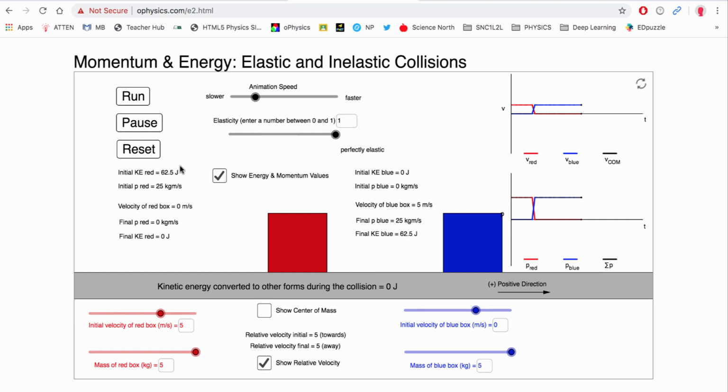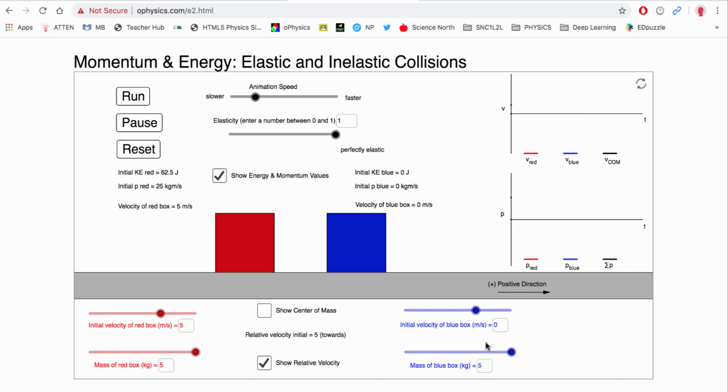So essentially, the kinetic energy went from the red box to the blue box, and the momentum went from the red box to the blue box. And we can see by looking here at the velocities that the red and the blue have essentially switched velocities. Same thing with the momentums.